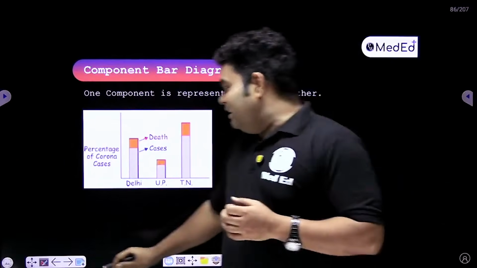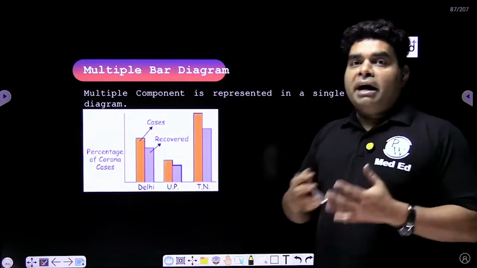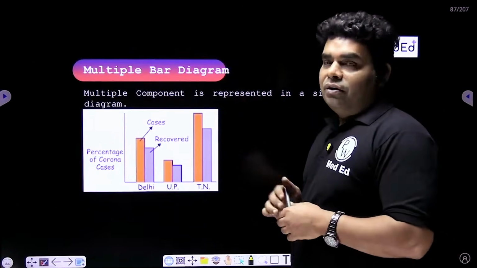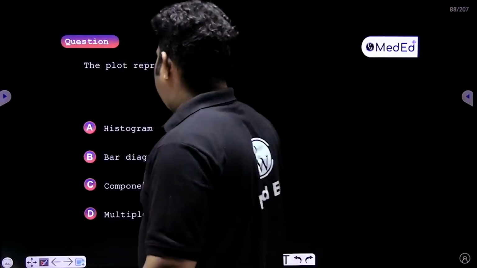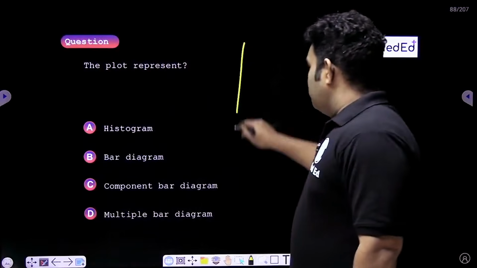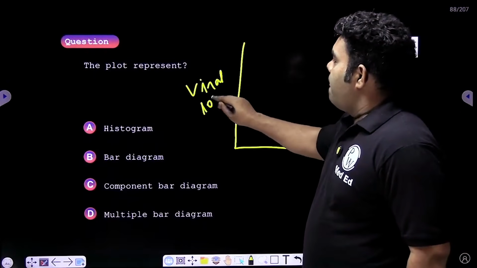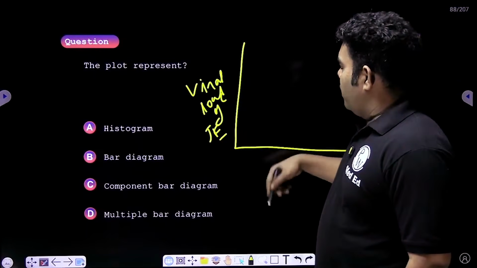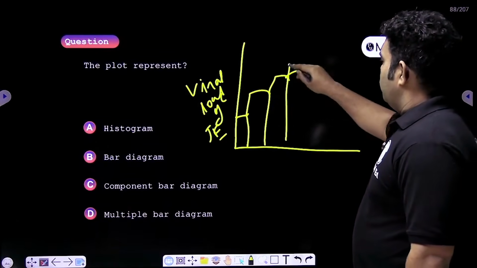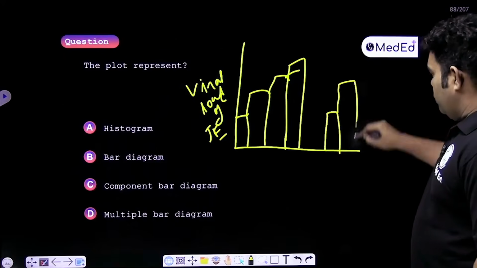So this is component, one above another. And if you put one thing beside the other, like cases and recovered, it becomes a multiple bar chart. So if you have components one above another, it's a component bar chart; if you have one beside another, this is a multiple bar chart. Let's do a very good question on this topic. The question is about a plot which is not given here, so let me draw the plot. Suppose I am drawing a plot when I am writing viral load of JE, and I am drawing it like this: 1, 2, 3, 4, then 1, 2, 3.